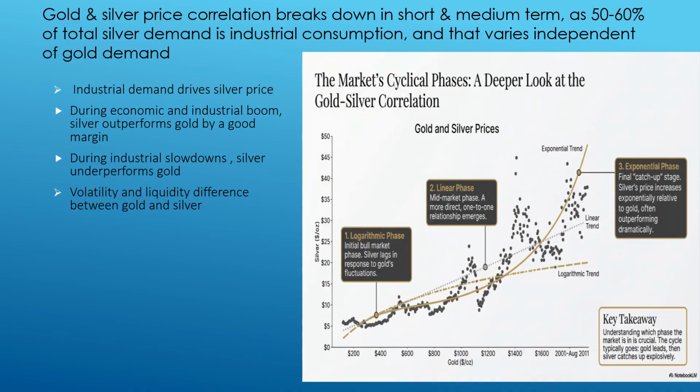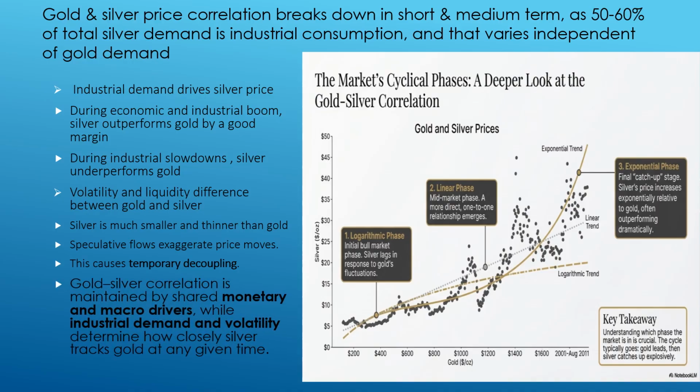Volatility and liquidity difference between gold and silver. Silver is much smaller and thinner than gold. Speculative flows exaggerate price moves. This causes temporary decoupling. Gold-silver correlation is maintained by shared monetary and macro drivers, while industrial demand and volatility determine how closely silver tracks gold at any time.